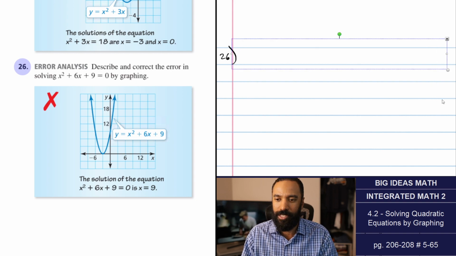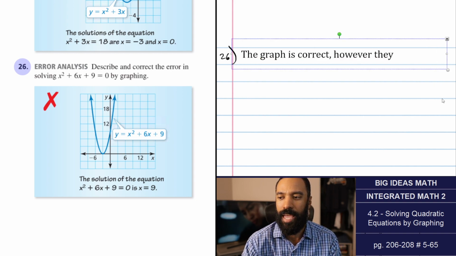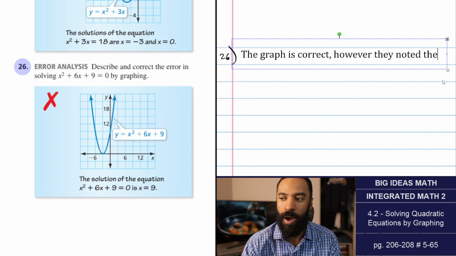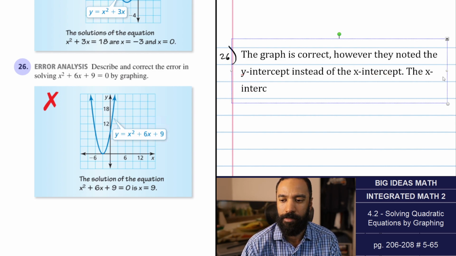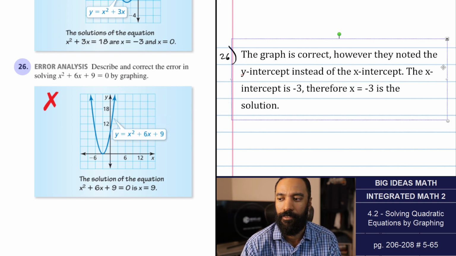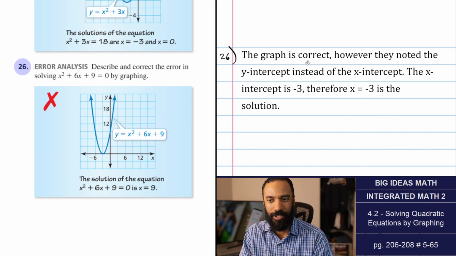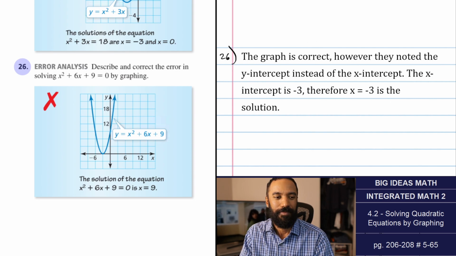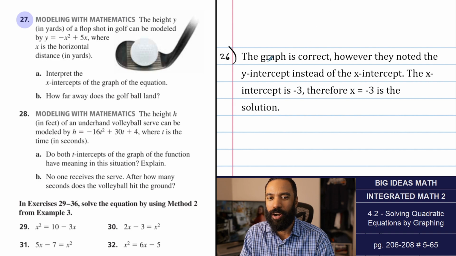The graph is correct. The graph is correct. However, they noted the y-intercept instead of the x-intercept. The x-intercept is -3. Therefore, x equals -3 is the solution. That's all I'm going to do. Everything else is correct on the problem. Their answer is wrong. The graph is correct. That works.